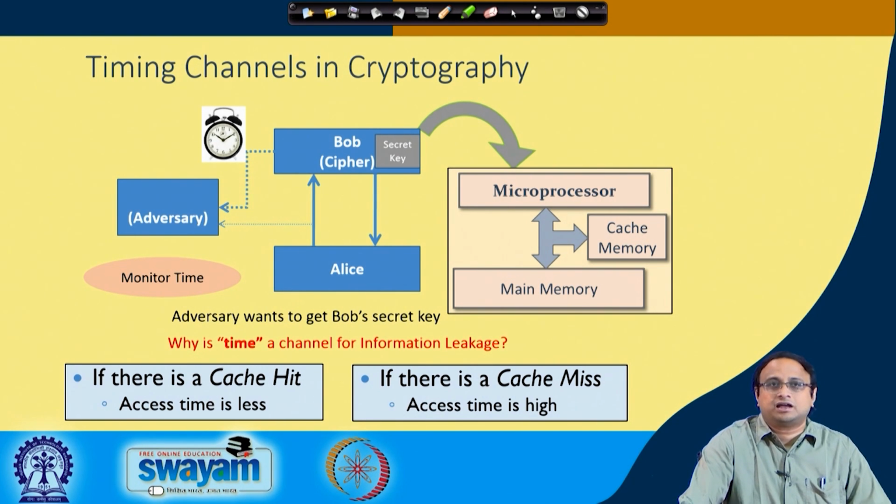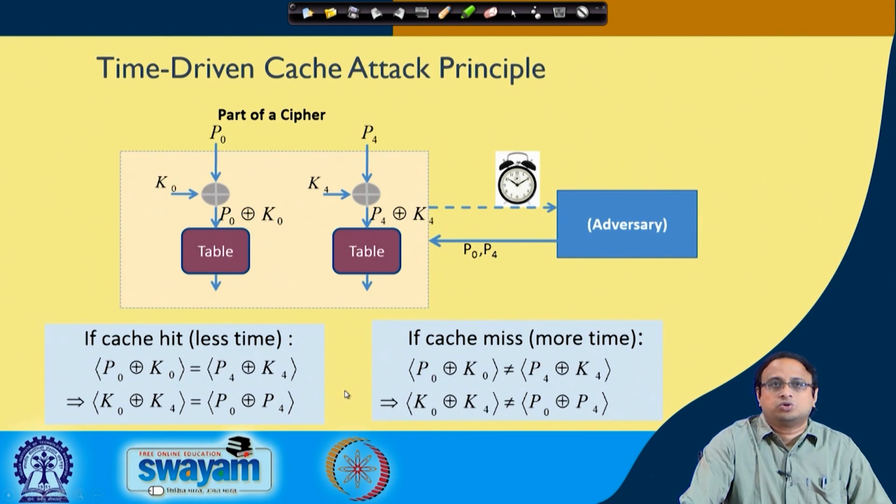Imagine that the attacker is able to distinguish between a cache hit and a cache miss because of the ability to measure time very accurately. This ability to understand whether an access resulted in a cache hit or a cache miss can reduce the entropy of the secret key. To understand that, let us take a look at a specific example which falls into the class of what are called time-driven cache attacks.